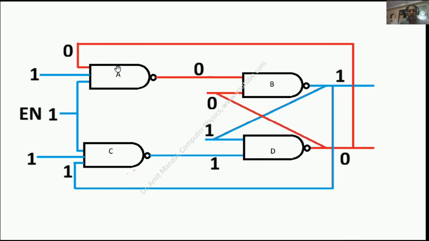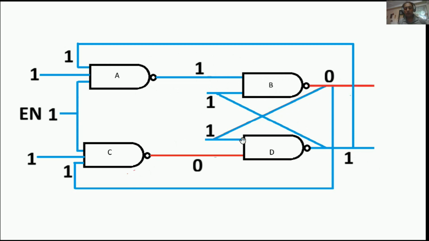Now for this NAND gate A, one of the input becomes 0, so its output must be 1. Now we can see that for this NAND gate C, all the inputs are 1, so the output must be 0. Now when 0 is fed to this NAND gate D, again the output will be 1. So this 1 will be fed to B as well as A also. Now for this NAND gate B, both the inputs are 1, so output must be 0. Now this 0 is fed to NAND gate D as well as C also.